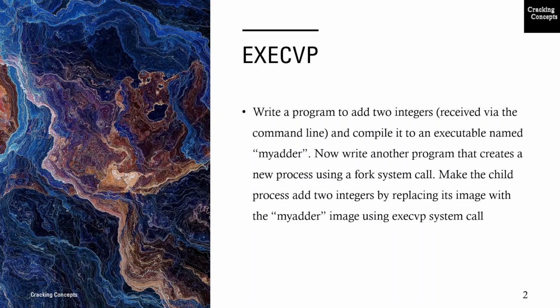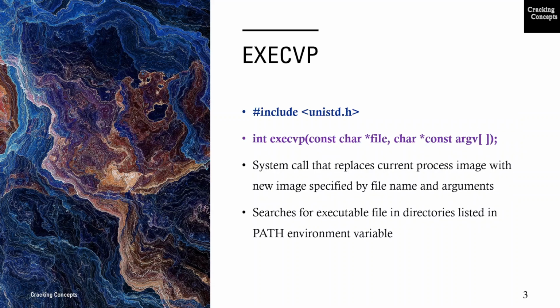Now we'll look into the question that we are solving. We are going to write a program to add two integers which is received via the command line and compile it into an executable named myadder. Then we'll write another program that creates a new process using a fork system call. Then we make this child process add two integers by replacing its image with that of the myadder, which will be using the execvp function.